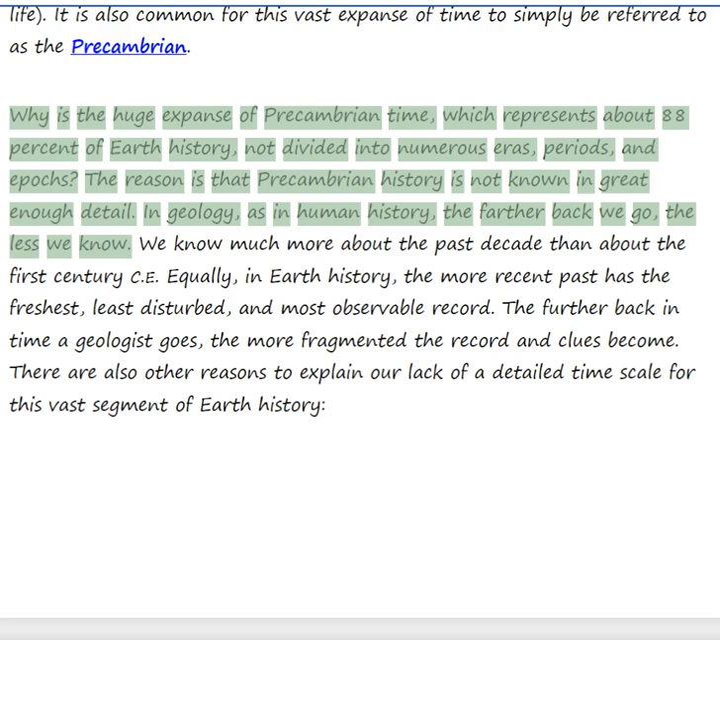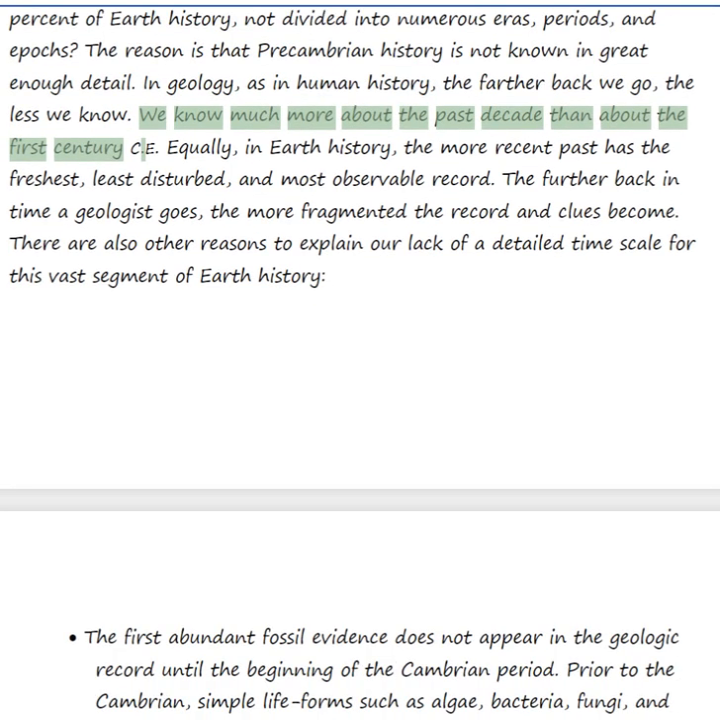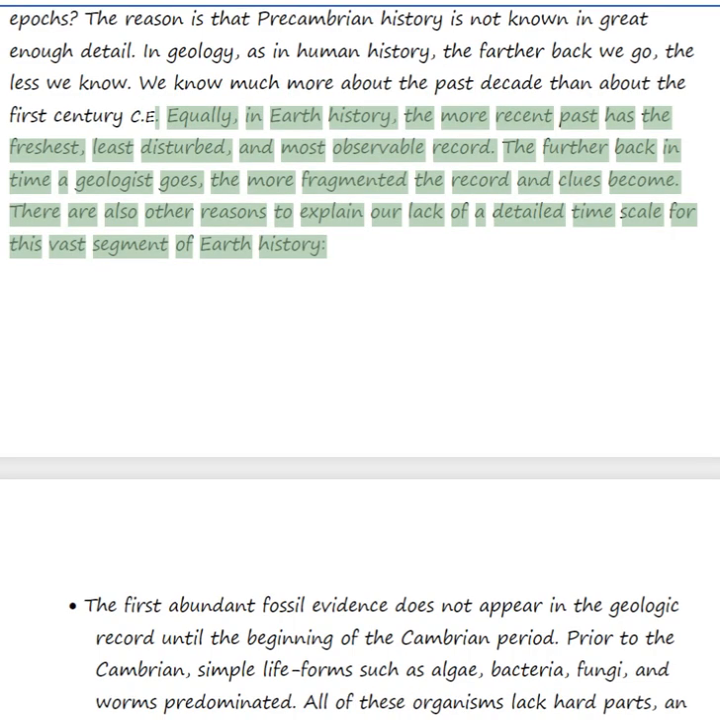In geology, as in human history, the farther back we go, the less we know. We know much more about the past decade than about the first century. Equally, in Earth history, the more recent past has the freshest, least disturbed, and most observable record. The further back in time a geologist goes, the more fragmented the record and clues become.